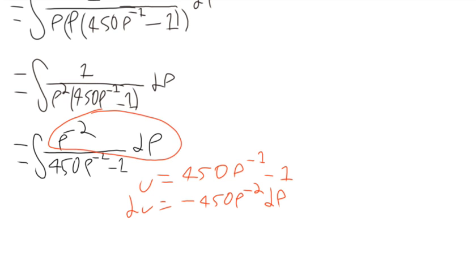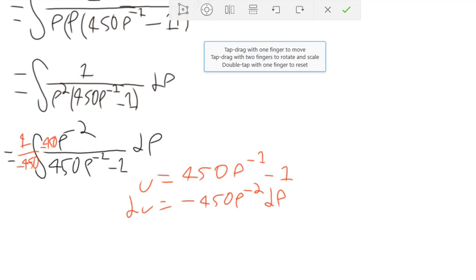If I had an extra negative 450 sitting right here, then the numerator would just be my du. Now, I can't just put down a negative 450 because then that changes the whole thing. But I will fix that by just dividing by negative 450. So I will have to put down a 1 over negative 450 in the front. So now this is still the same as the original. And this right here is my du. And this right here is my u.